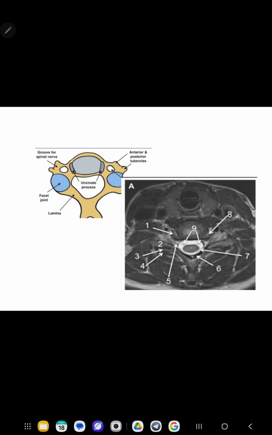Now the foramen transversarium will be there, and these are the facets, that is the superior and inferior articular facets for the facet joint or zygapophyseal joint, and then the lamina joining to form the spinous process. So when we are looking at this axial section image, this is the vertebral body, and at the anterior end is the anterior longitudinal ligament, and posteriorly is the posterior longitudinal ligament.